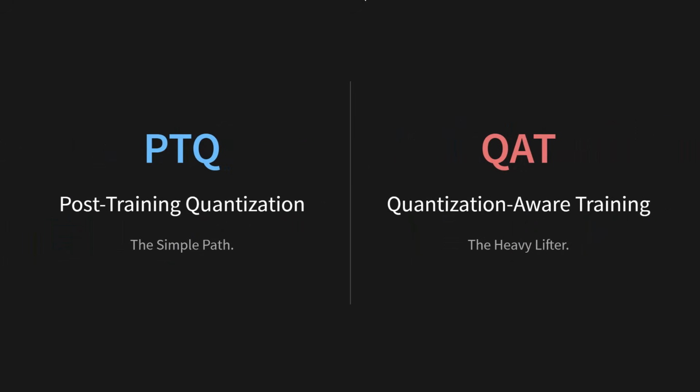There are two main strategies. First, we have PTQ, or post-training quantization. I like to call this one the simple path. And then we have QAT, or quantization-aware training. This is the heavy lifter. So which one should you use? Well, let me make this really, really simple for you. PTQ is the standard. Full stop. This is the default choice for almost everyone working with large language models.